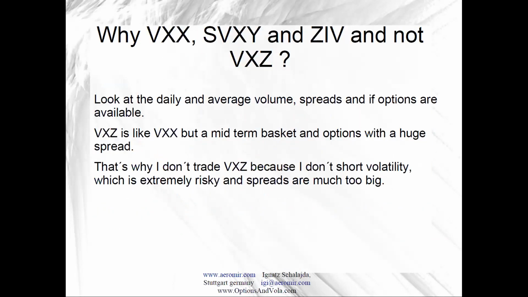So why do I trade VXX, SVXY, and ZIV and not the VXZ? Look at the daily and average volume spreads, and whether options are available. VXZ is like VXX, but a midterm basket, and its options have a huge spread. That's why I don't trade VXZ, because I don't short volatility, which is extremely risky, and the spreads are much too big. As I said before, shorting volatility in the VXX, it may be 400% in half a year.